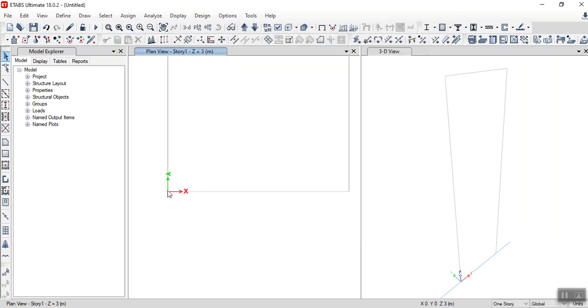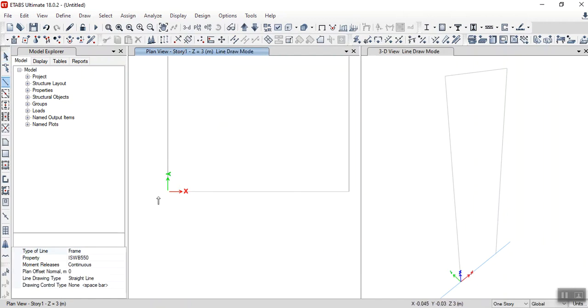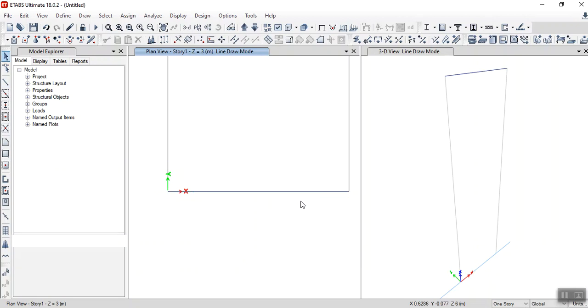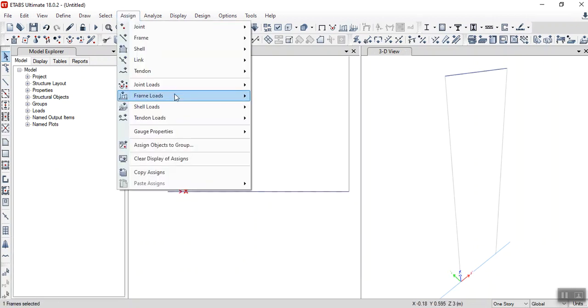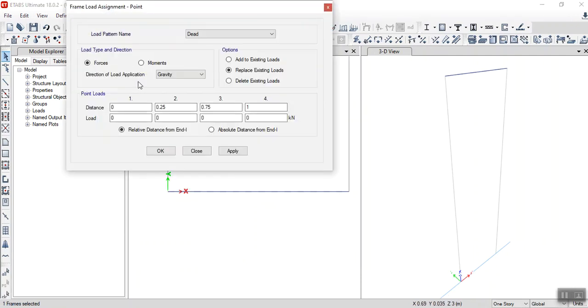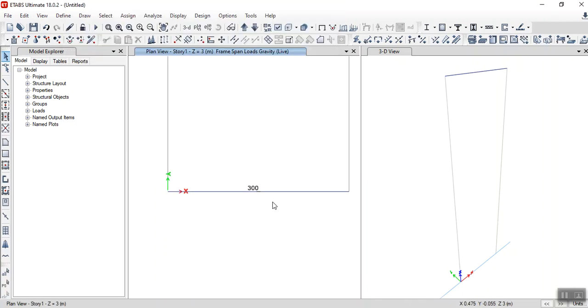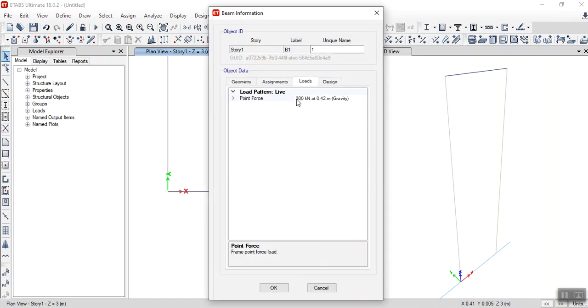Now I will draw beam from A to B. Now I will assign load to this beam. Select the beam, assign frame load, point at the mid, relatively 0.5, 300 kilonewton load, gravity, live load, apply. You can see 300 kilonewton load acting at the center. Right click it, loads, you can see 300 kilonewton at 0.42 meter gravity.